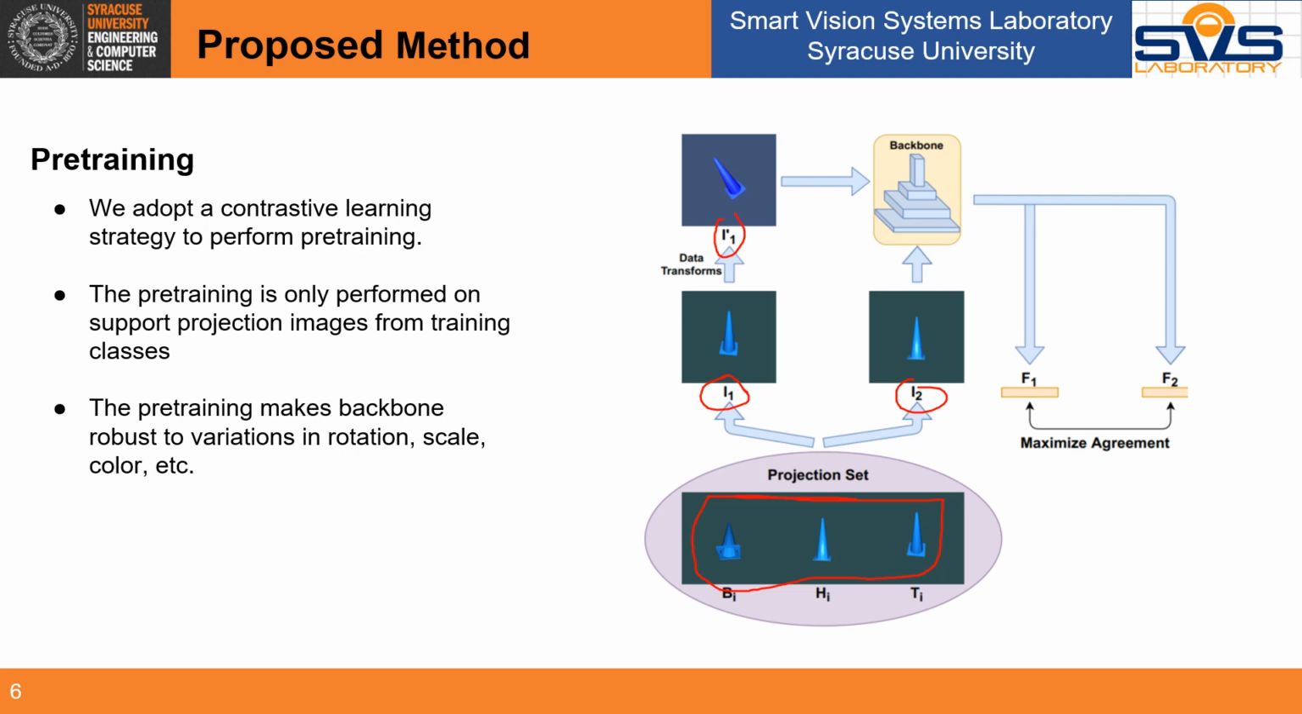Then we feed I1 prime as well as I2 to the shared backbone to get F1 and F2. Finally, we maximize the agreement of F1 and F2 to make the backbone robust to different background color and image rotation.